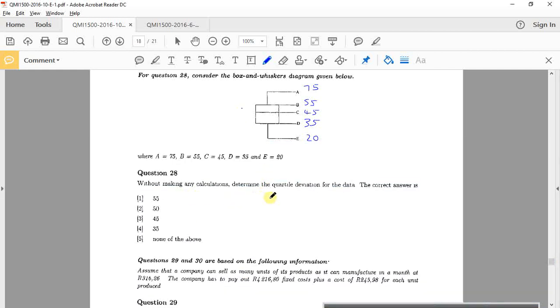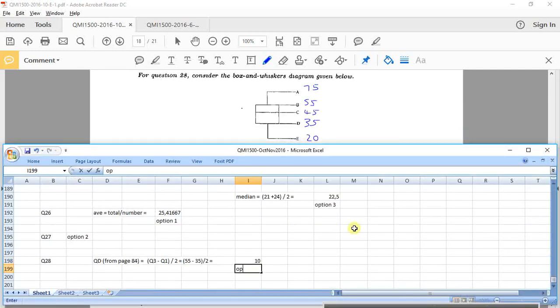Without making any calculations, determine the quartile deviation from the data. The correct answer is none of the above again. Wow, so many of these ones. Option 5. See page 84 in the textbook. Alright, so that's that one.